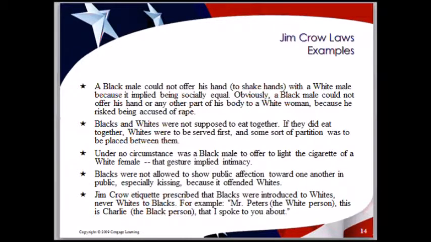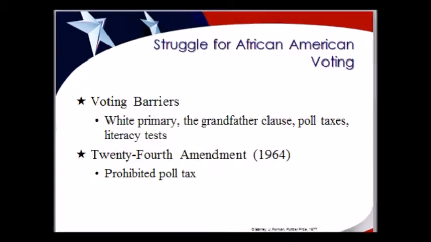You won't need to know any of these for your test, but when they're talking about the Jim Crow laws, here are some examples of them. Voting barriers. The 15th Amendment attempted to establish voting rights for all citizens, except females and some Native Americans. However, some state governments enacted laws that circumvented the right to vote. The effect of these laws virtually prohibited African American males from voting in many of the southern states.